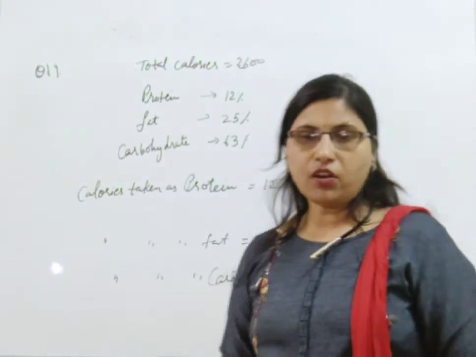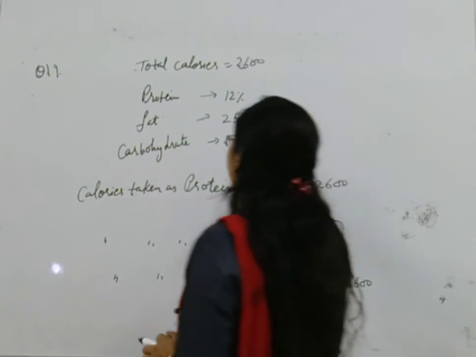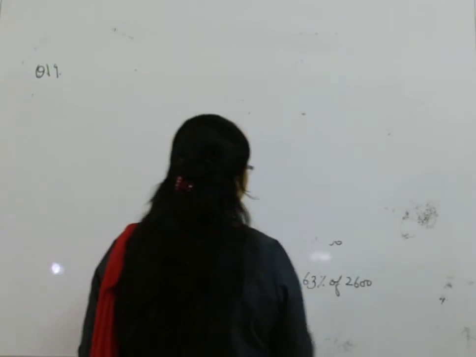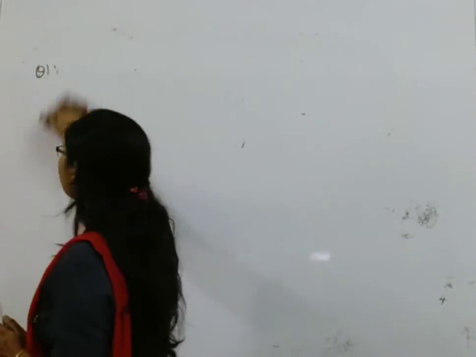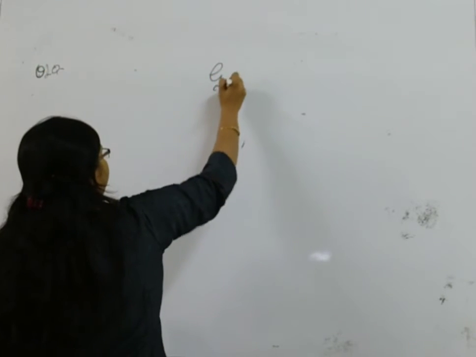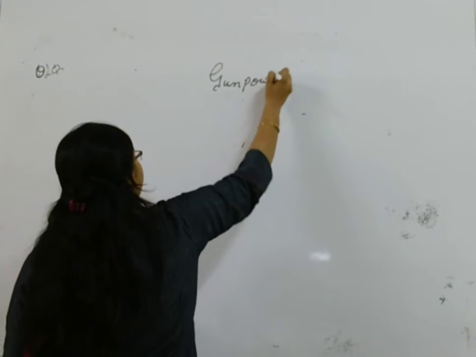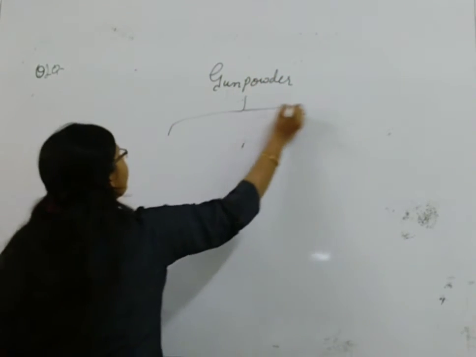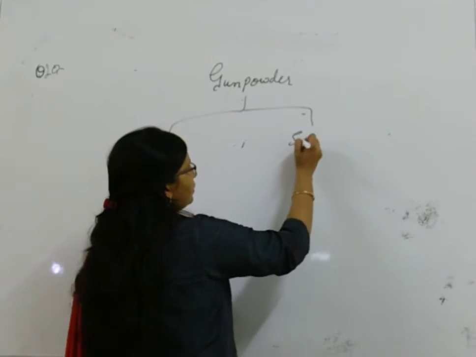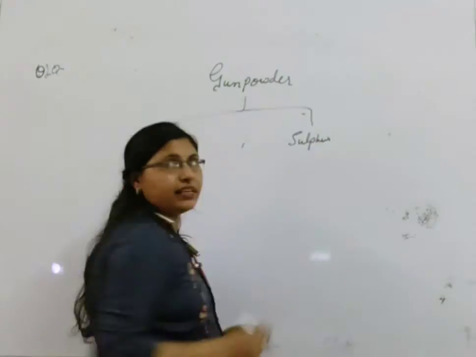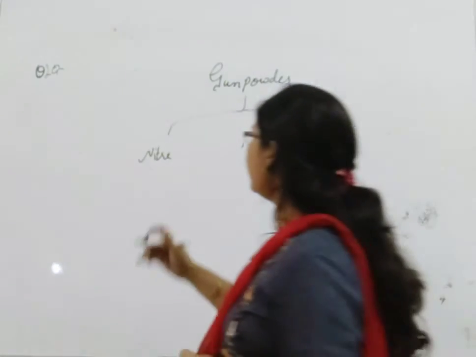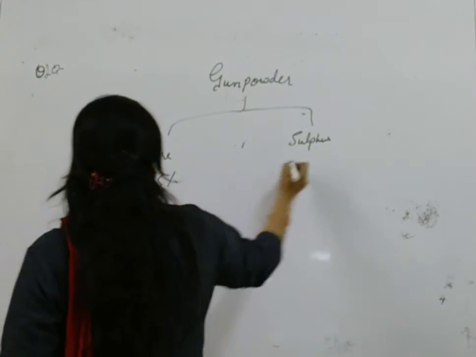In the next question, we are talking about gunpowder. In this gunpowder, two things are there. One is nitrate and the other one is sulfur. And it is given in the form of percentage. So how much nitrate is there? 75%. And sulfur is 10%.